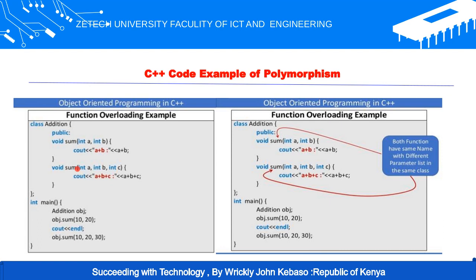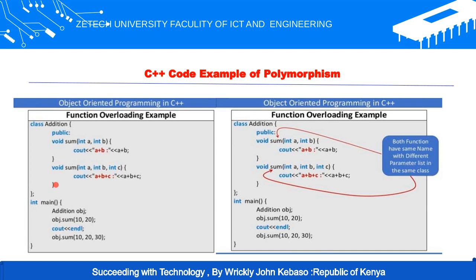Class, here we have sum with these parameters, int A and int B. After closing the body of this function, we have another function with the same name, sum. Here we also give it parameters: int A, int B, int C. Then we close the bracket and open the body of that function.